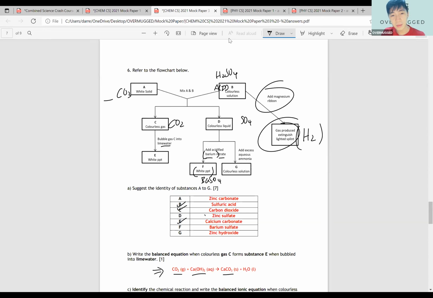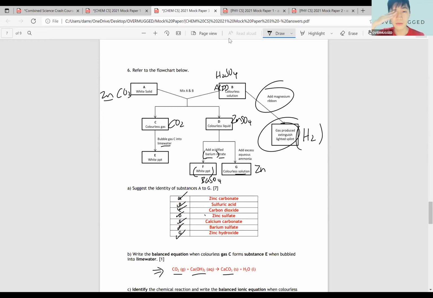Excess aqueous ammonia, it gives you a colorless solution. What does this mean? Okay, going back to QA, if you just check your notes, zinc is the only one that dissolves in excess aqueous ammonia. So that means G is zinc. Zinc what? It should be zinc hydroxide, okay, which is your colorless solution. Now, if you work backwards here, you already solved for F, which is barium sulfate. We know that it has sulfate and now it has zinc. So this is zinc sulfate. So what does it make this carbonate be? This is zinc carbonate. That's how you solve.